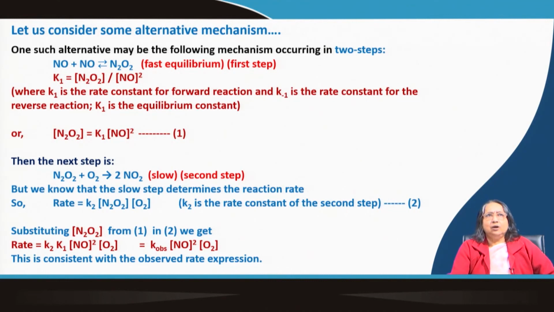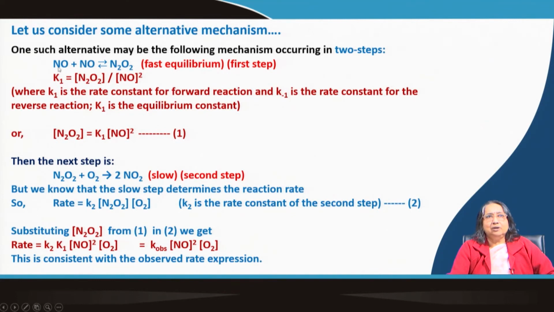Now, an alternative pathway we can think of in this way: NO plus NO is giving N2O2, this is again an intermediate. So, it is a fast equilibrium, okay. This is the first step and this is a fast equilibrium, okay. So, if it is an equilibrium, then we know how to develop the equilibrium expression.